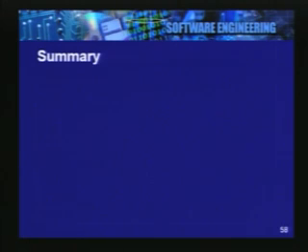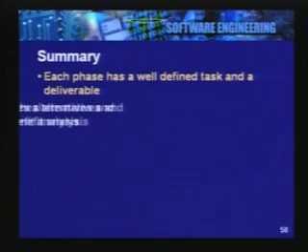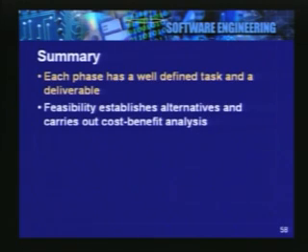Let us summarize the study of various phases that we have carried out. We have seen that there are different phases, and each phase has a well-defined task and has a well-defined deliverable. In many cases, these deliverables have a standard format. We have seen that feasibility was one of the very important steps. It establishes different alternatives, and these alternatives are analyzed for the cost effectiveness.